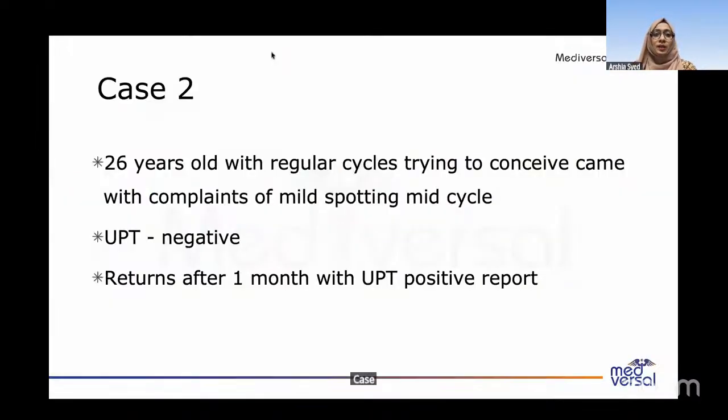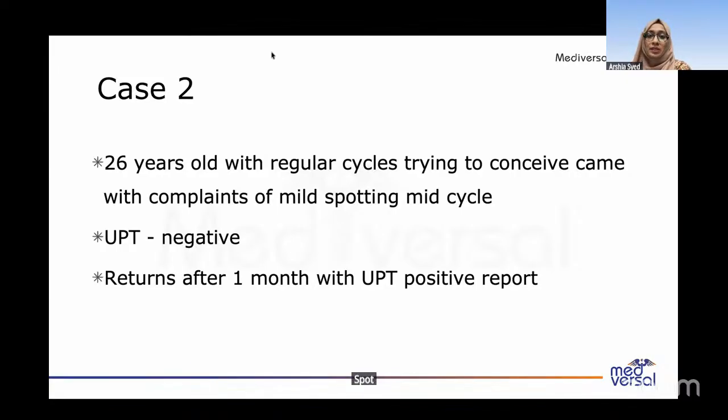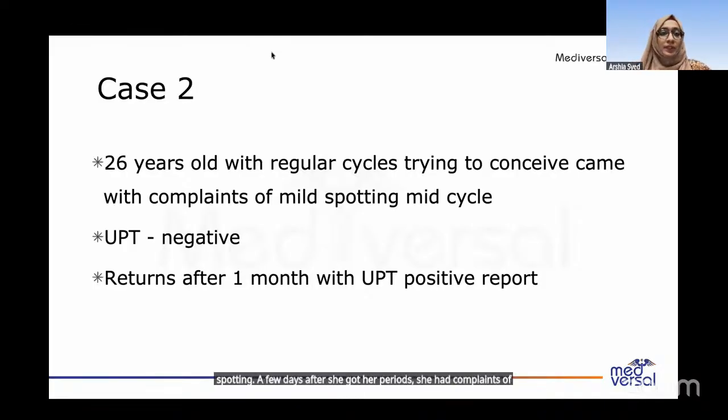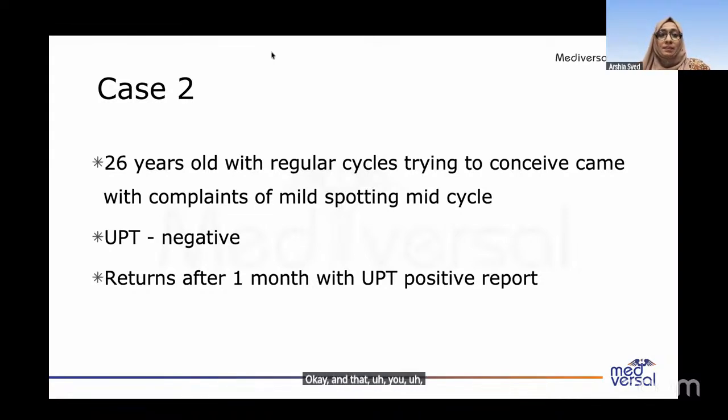Case 2 is of a 26-year-old who has regular menstrual cycles, and she's trying to conceive. She comes to you saying that she had spotting a few days after she got her periods. She had complaints of spotting PV, mid-cycle. Because she was trying to conceive, she did a urine pregnancy test initially, and that pregnancy test came negative.